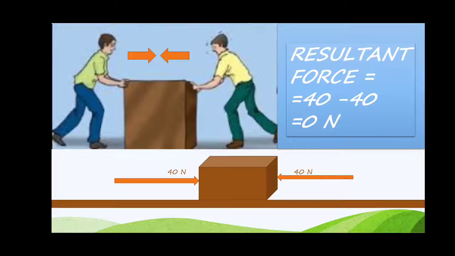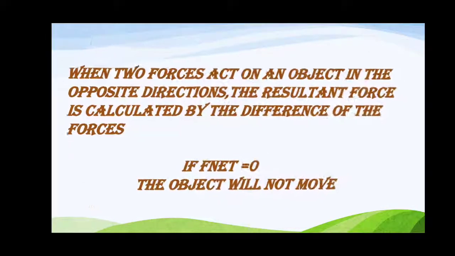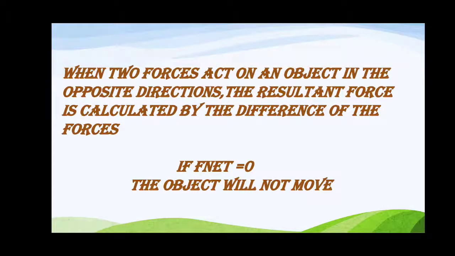So the sum will be 40 plus minus 40, because you all know force is a vector quantity and we have to take a negative sign for the force which is acting in the opposite direction. So we'll get the answer as 40 minus 40, 0 Newton. So in this case, when the net resultant force is equal to 0, the object will not move, and this type of force will be called a balanced force.